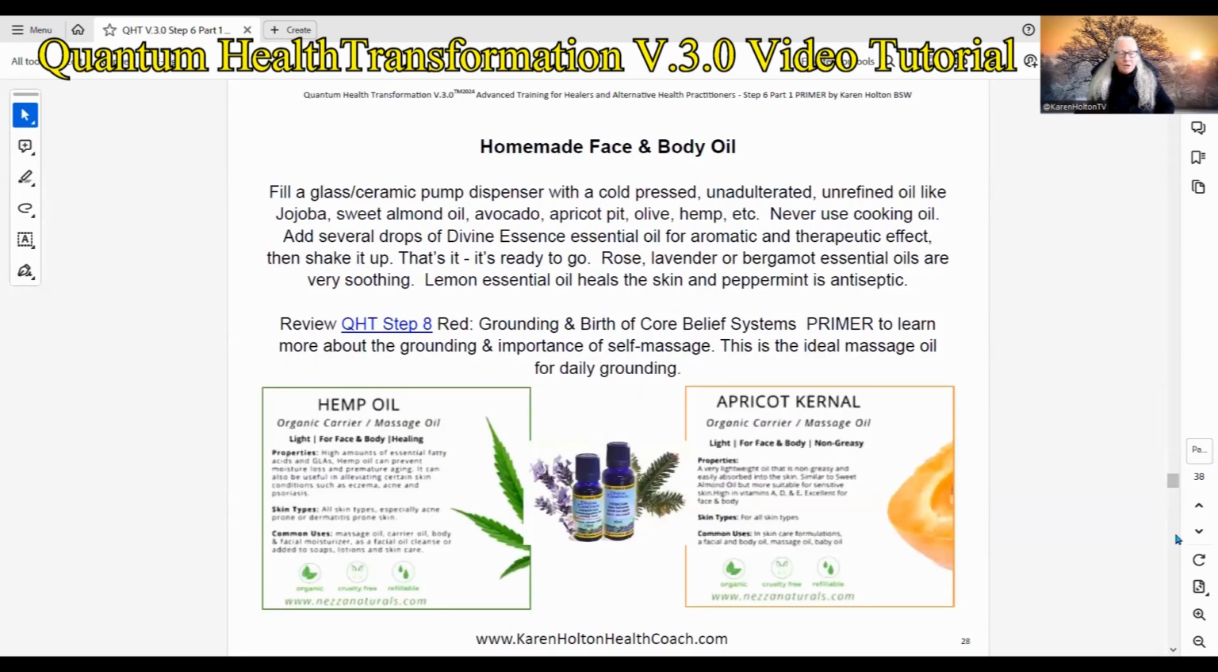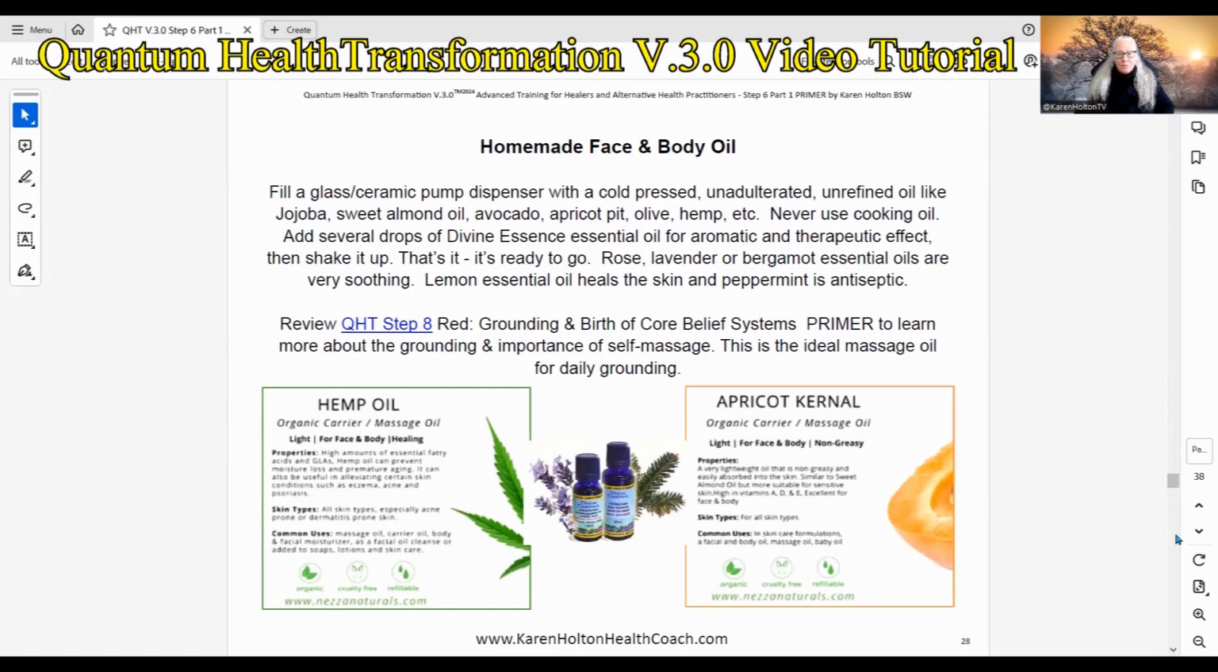Homemade face and body oil. Fill a glass or a ceramic pump dispenser with a cold-pressed, unadulterated, unrefined oil like jojoba, sweet almond oil, avocado, apricot pit, olive, hemp, etc. Never, ever use cooking oils. Add several drops of Divine Essence essential oil for aromatic and therapeutic effect, then shake it up. That's it, it's ready to go.